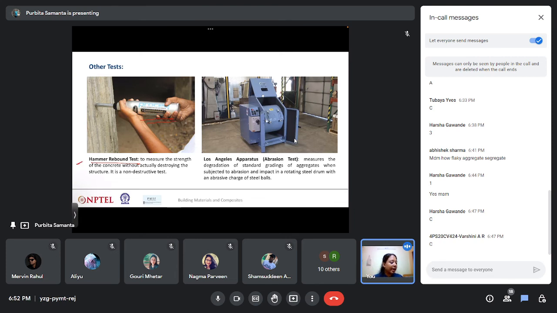And also we have the Los Angeles apparatus, which helps in finding the abrasion, or it's an abrasion test. Basically, what is the hardness of the surface or gradings of the aggregates when subject to abrasion. All these things can be measured with the help of the abrasion test, and the Los Angeles apparatus helps you to do one. Okay.